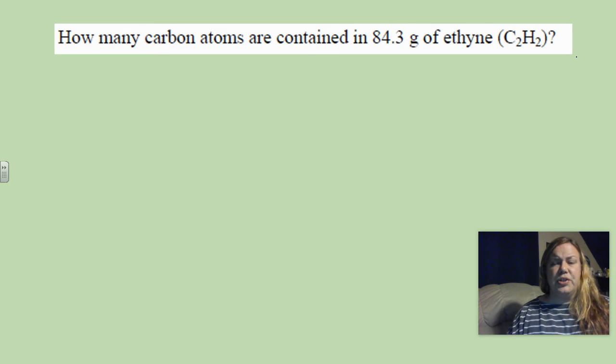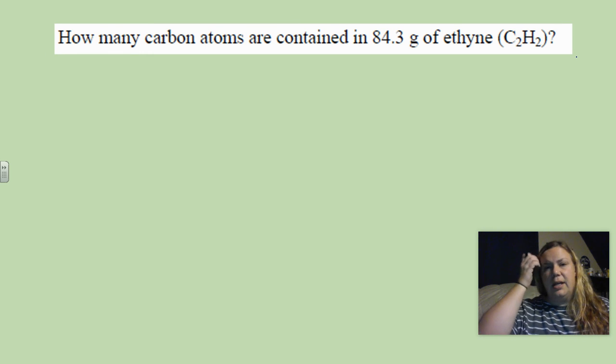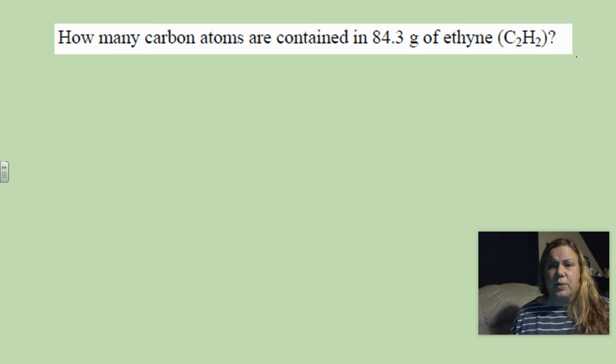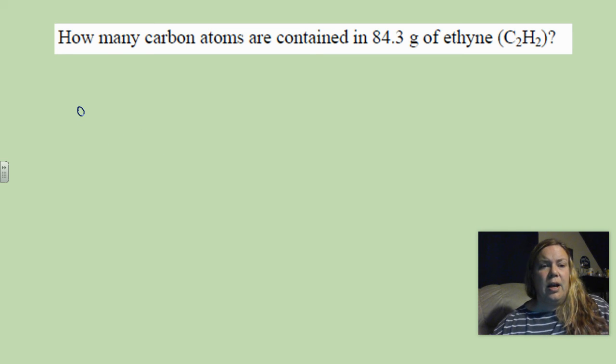Let's go to the last question here. The last question says, how many carbon atoms are contained in 84.3 grams of ethene? And ethene is C2H2. Again, we're looking at carbon atoms, so we're looking at a portion of the compound. We always want to start with what we have. And our have is 84.3 grams of ethene, C2H2.